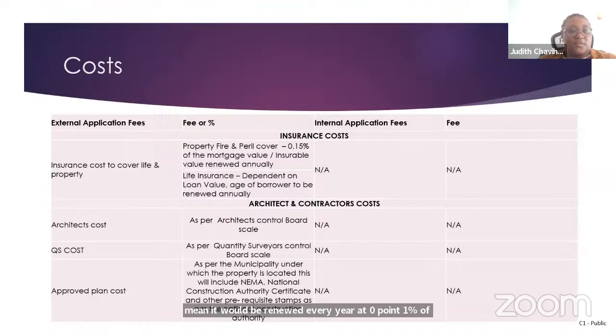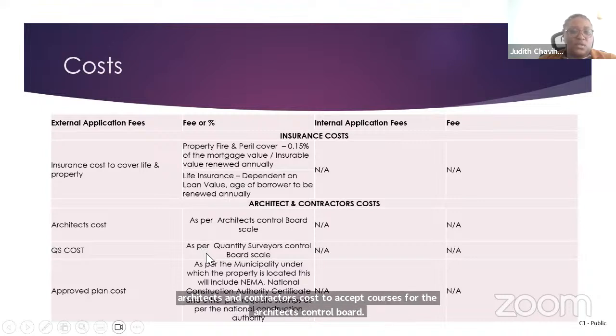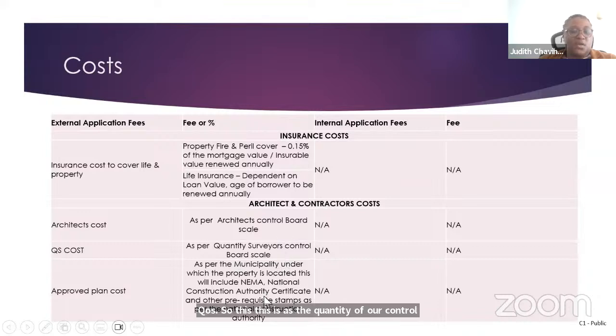Insurance costs to cover life and the property. So life insurance, dependent on the loan value and age of the borrower, is to be renewed also every year. So this also depends on the age of the borrower and the loan value. Architects and contractors costs. So architect costs are as per the Architects Control Board. QS costs are as per the Quantity Surveyor Control Board. These normally vary and they use a scale, but we normally link the member and the service providers, or if they have sourced the service providers, the architects and the QS.